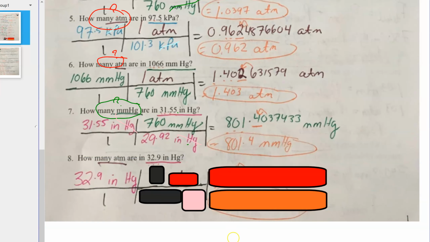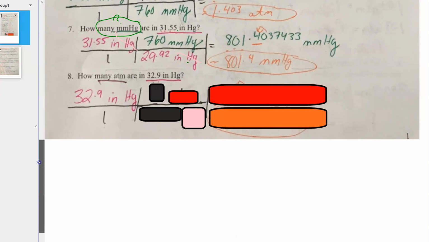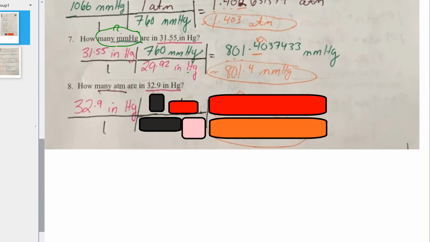How exciting. Let me extend the page a little bit so it's in the center of our frame. How many atmospheres are in 32.9 inches of mercury? So, like always, take what we're given, put it over 1. That just makes it easier for you to see if it's a numerator or denominator. It's an improper fraction right now.